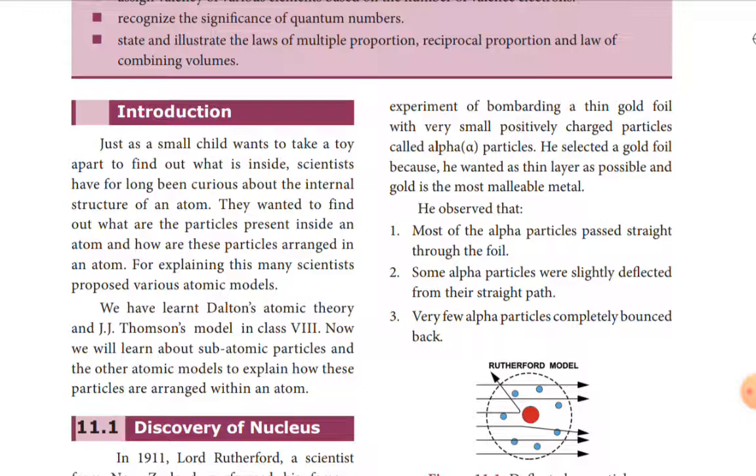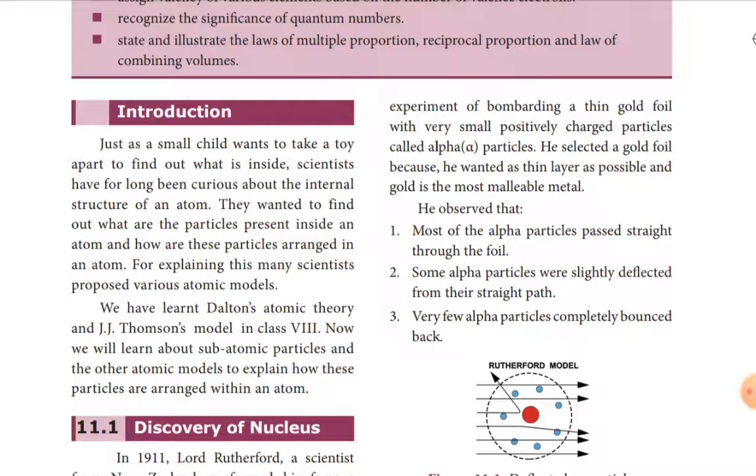And he bombarded the gold foil using alpha particles. Bombard means striking. He allowed the alpha particles to strike, to hit the gold foil. And alpha particles are doubly charged helium ions having a mass of 4 atomic mass units, so they possess some sort of energy.